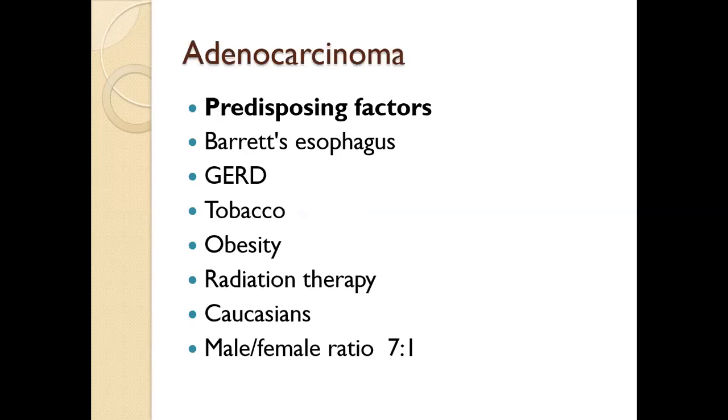So for adenocarcinoma, there are certain predisposing factors in its development. That is Barrett's esophagus, GERD, that is gastroesophageal reflux disease, tobacco smoking, obesity, radiation therapy, and Caucasian persons. Male to female ratio is 7:1.